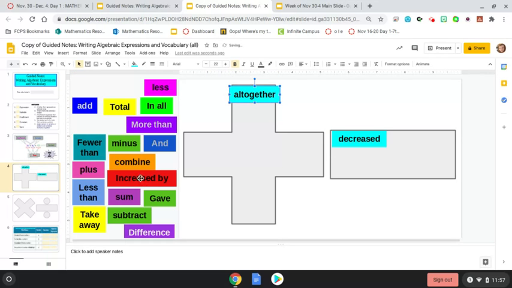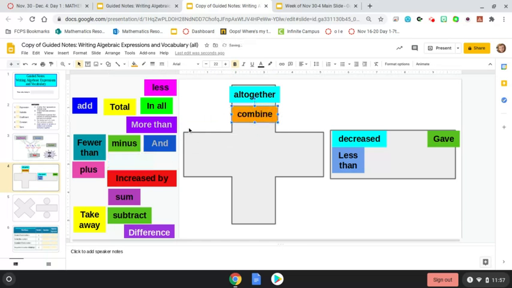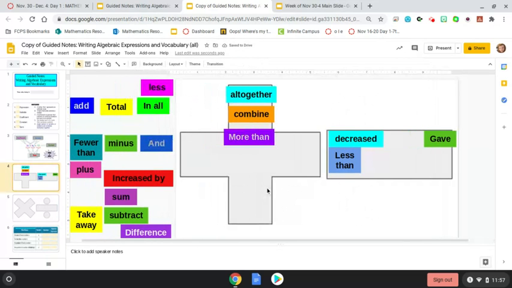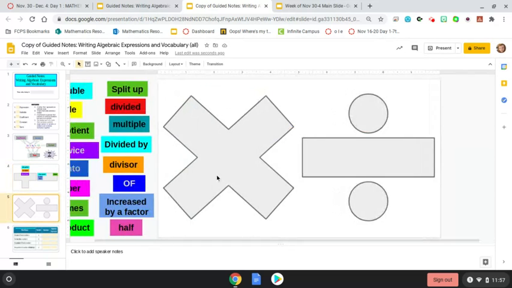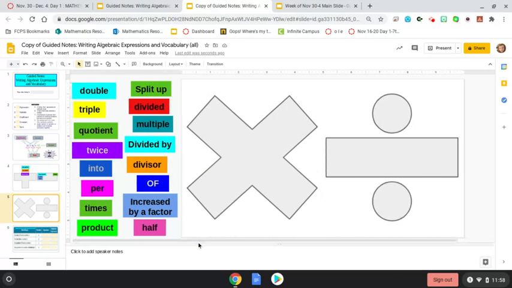So we're going to go through here and drag each one to the spot that it goes. So I know less than goes to subtract, and gave away goes to subtract, combined, that goes to add. I'm not going to do all of these with you, so you can do some on your own, okay? Again, you can pause the video and do the rest on your own. Then we're going to go to multiplication and division, and we're going to think of the words that make us think of multiply and divide.